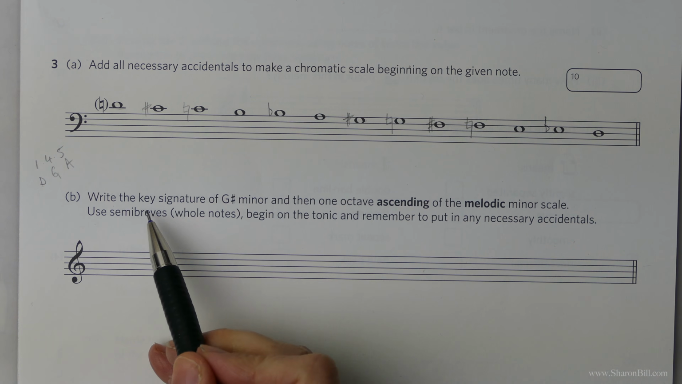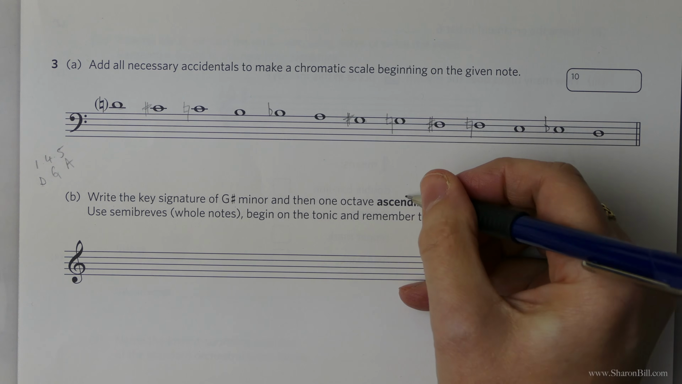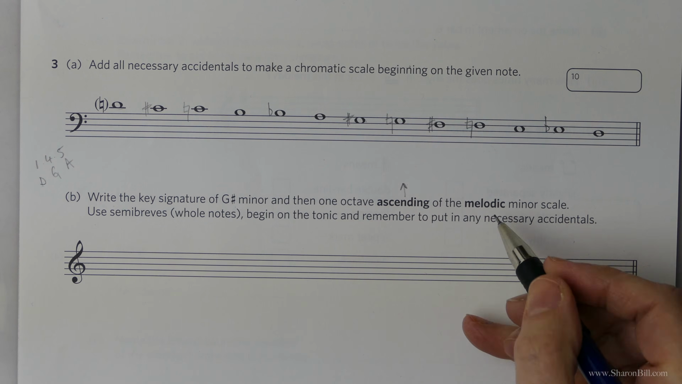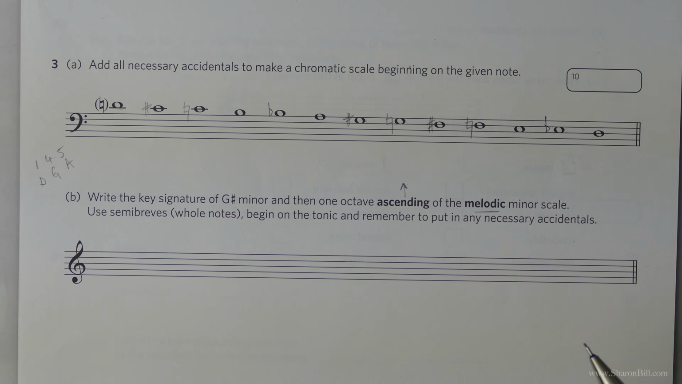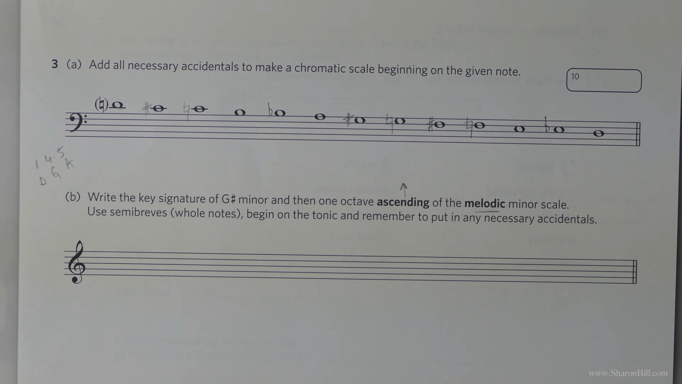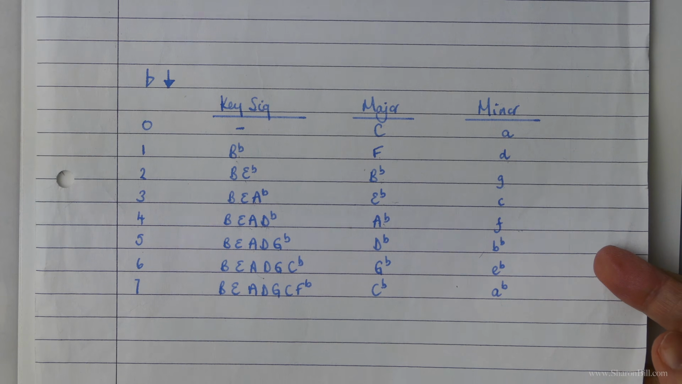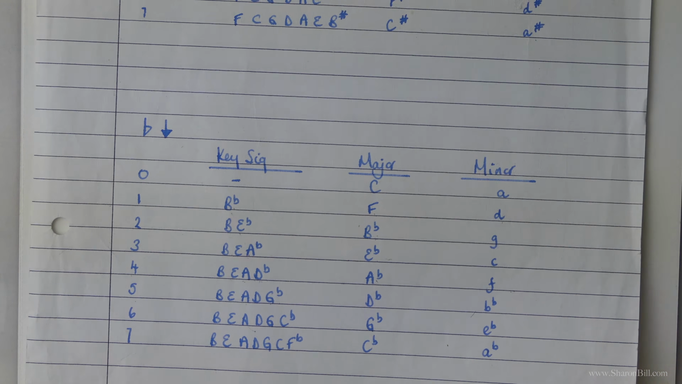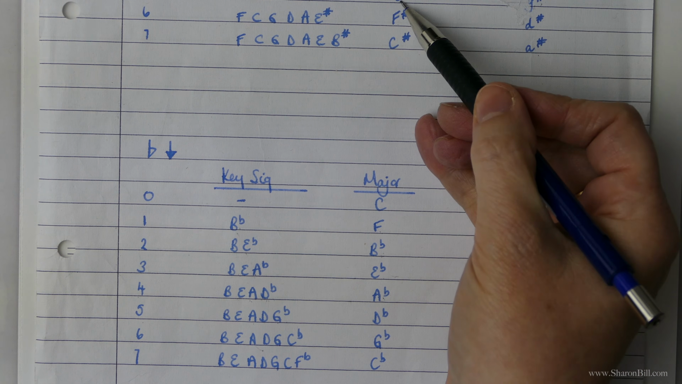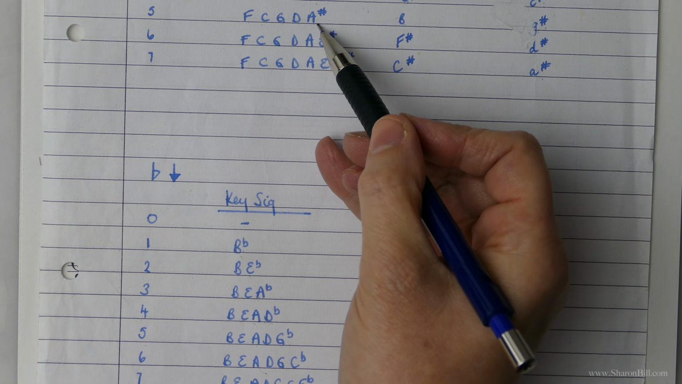So we're asked to write the key signature of G sharp minor, and then one octave ascending, make sure we're going up, of the melodic minor scale. So the first thing to do is write the key signature. So here we can see that G sharp minor is related to B major. We have a key signature of F, C, G, D, A sharps.